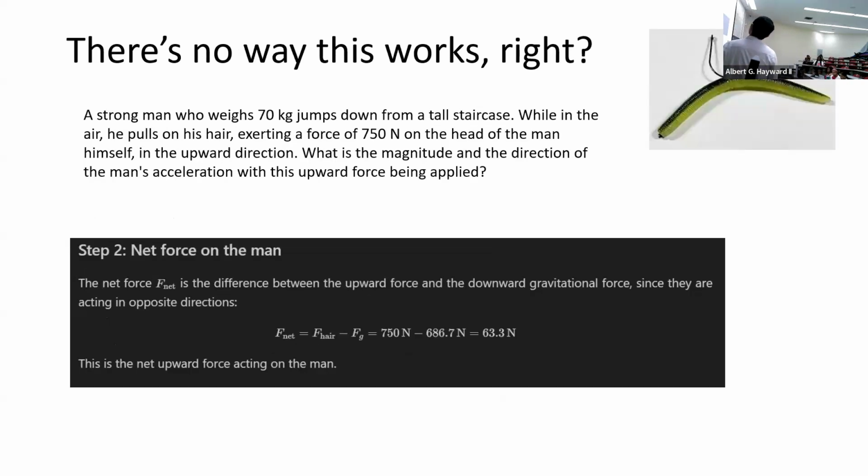What about this? A strong man who weighs 70 kilograms jumps down from a tall staircase. While in the air, he pulls on his hair, exerting a force of 750 newtons on the head of the man himself in the upward direction. What is the magnitude and direction of the man's acceleration with this upward force being applied? What is the acceleration? What is your acceleration? Do you remember physics 1? What is your acceleration if you pull your own hair in middle air?